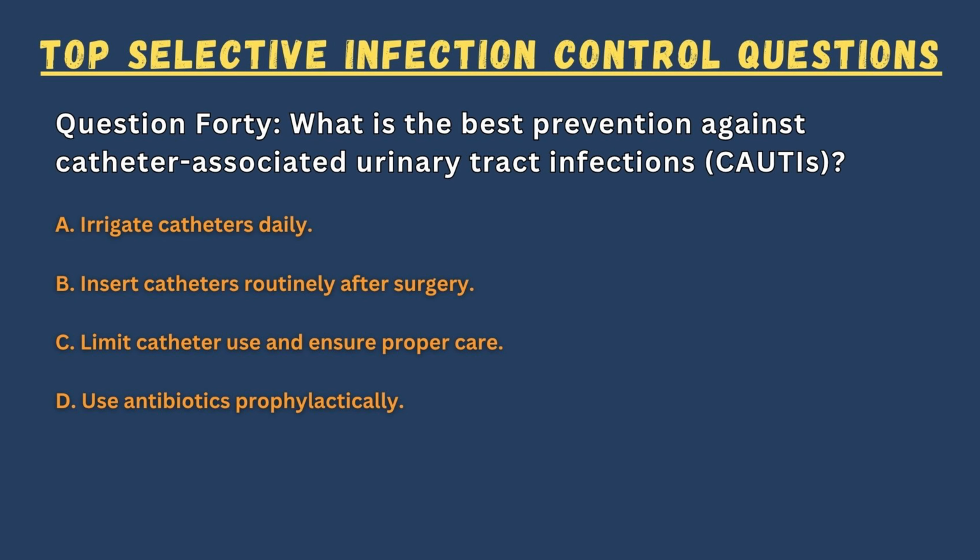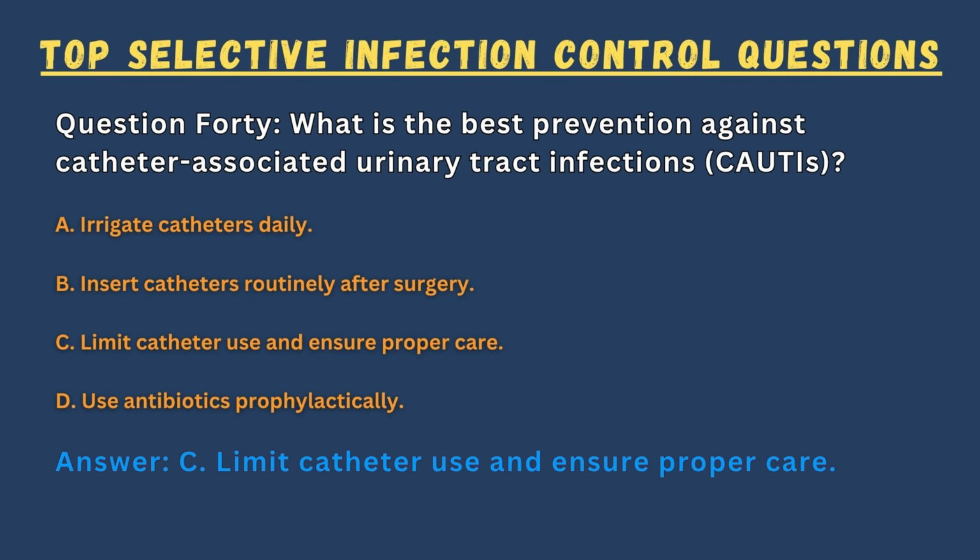Question 40. What is the best prevention against catheter-associated urinary tract infections, CAUTIs? A. Irrigate catheters daily. B. Insert catheters routinely after surgery. C. Limit catheter use and ensure proper care. D. Use antibiotics prophylactically. Answer: C. Limit catheter use and ensure proper care.